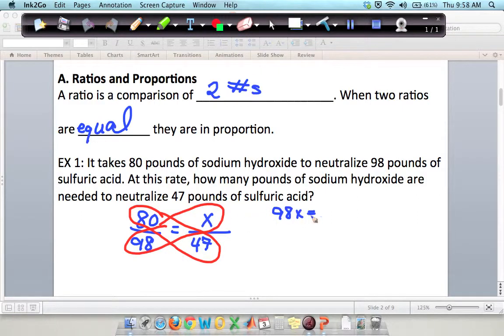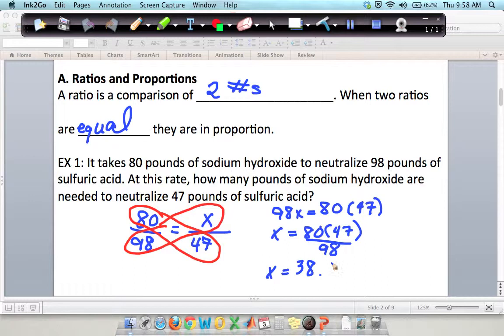equals 80 times 47. And a lot of times I'll use my calculator at the very end. So the next step to get x by itself is to divide by 98. So you have 80 times 47 divided by 98. And then just put that into your calculator and you get 38.4. I'm going to round to one decimal place. And this is a word problem, so don't forget your units, pounds. So you need a little over 38 pounds to neutralize that 47 pounds of sulfuric acid.